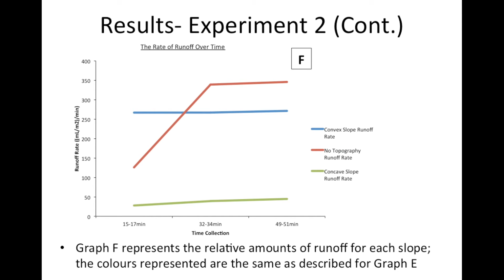This graph was made in the same manner as the previous one, but it shows runoff instead of erosion. Again, convex is in blue, the no topography is in red, and the concave slope is in green.